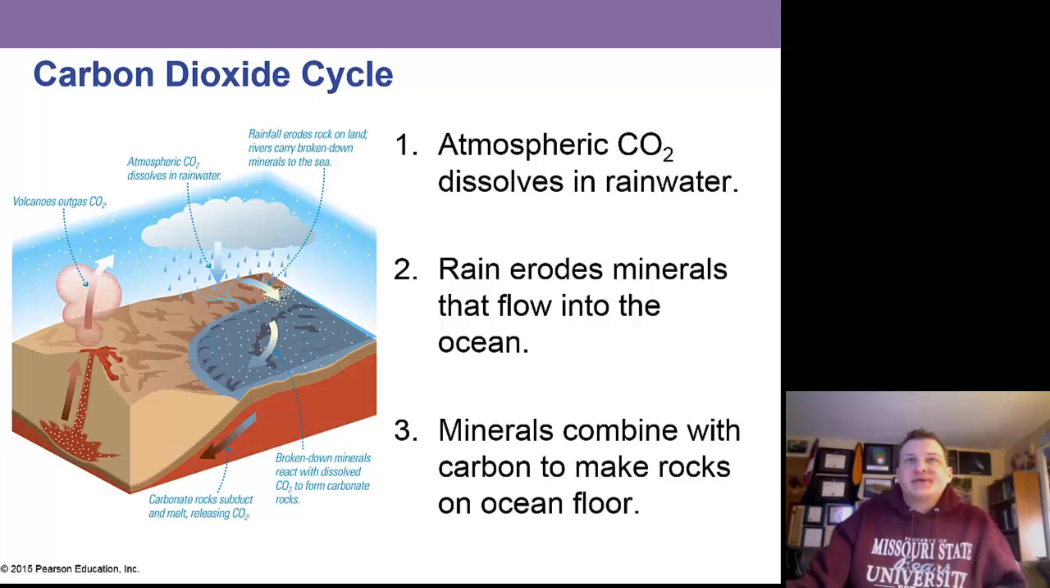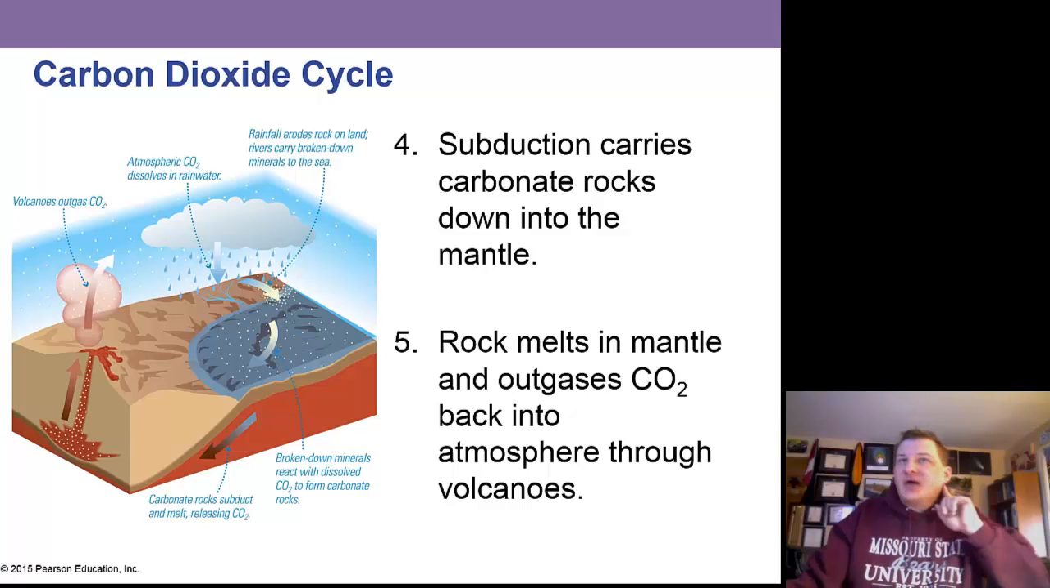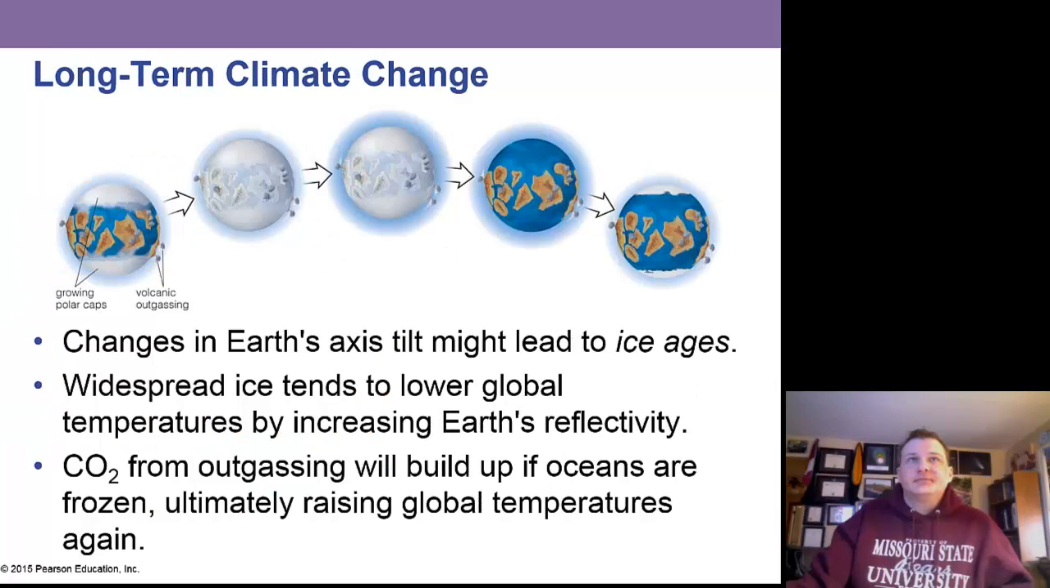The carbon dioxide cycle tells us the atmospheric carbon dioxide dissolves in rainwater. The rain erodes minerals that flow into the ocean, and the minerals combine with carbon to make rocks on the ocean floor. Subduction carries the carbonate rocks down into the mantle, and then the rock melts in the mantle and outgasses carbon dioxide back into the atmosphere through volcanoes. So the whole question about long-term climate change.